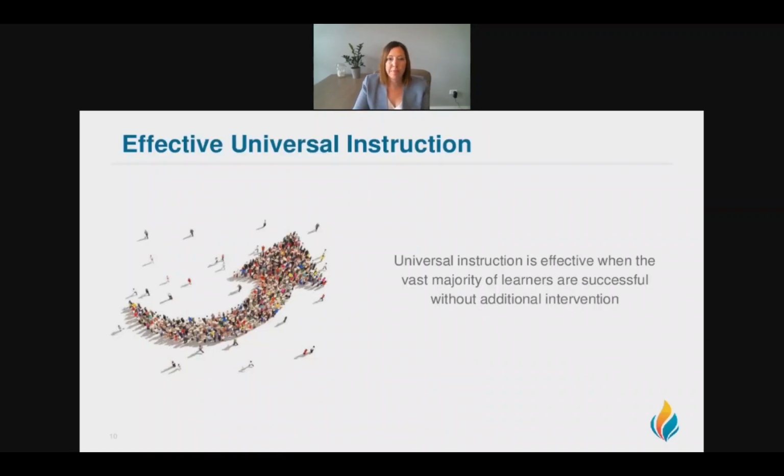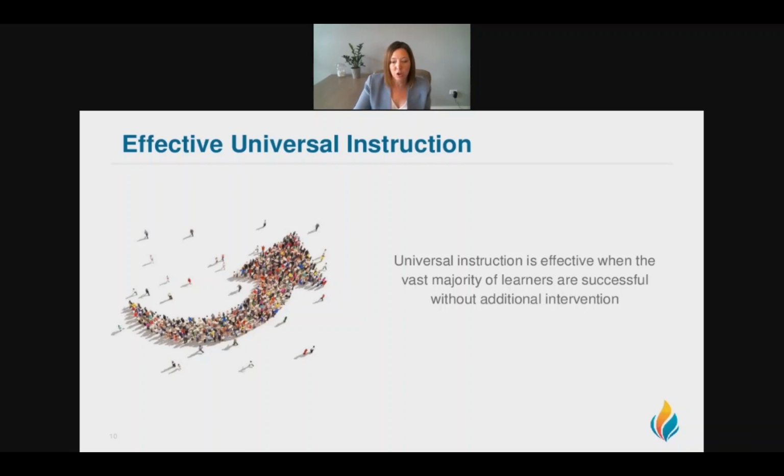When we think about effective universal instruction, we're really thinking about universal instruction that meets the vast majority of learners' needs without additional intervention. So we think about that universal instruction or tier one instruction. It really needs to be effective for the vast majority of students in order for us to see large gains in student growth, and in order for, in most schools, for us to meet our achievement goals.